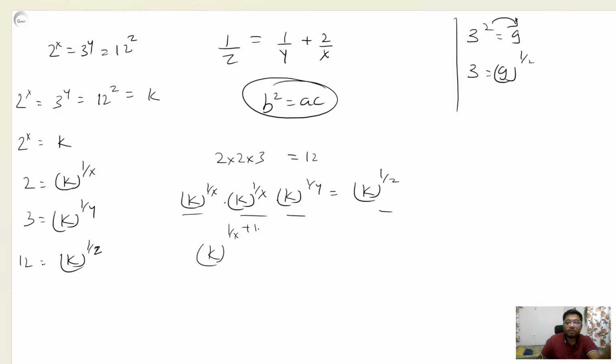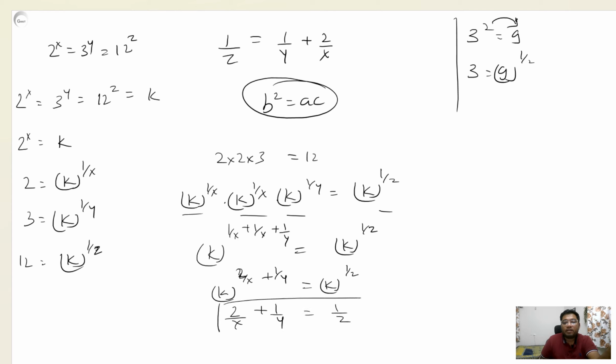So 1 by x plus 1 by x plus 1 by y is equal to k to the power 1 over z. That means k to the power 2 over x plus 1 over y is equal to k to the power 1 over z. That means 2 by x plus 1 by y is equal to 1 by z. And that's your final proving statement.